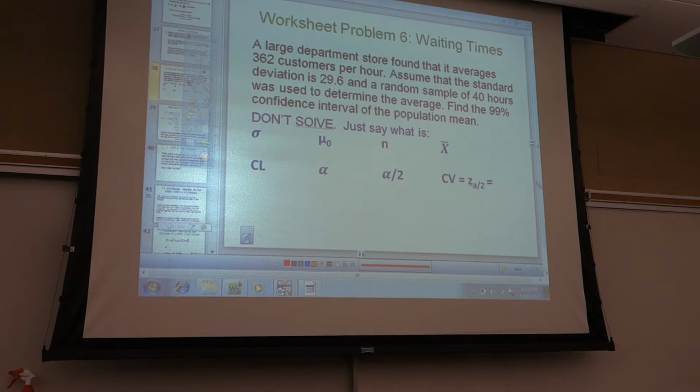Let's take a look. What's my sigma? What's my standard deviation? 29.6. What's my confidence level? 99%. So it means my alpha is 1%, right? Typically we write alpha as a decimal and confidence level as a percentage. Alpha over 2 is half of 0.01, which is 0.005. And if you did inverse over 0.005, you would get 2.575.